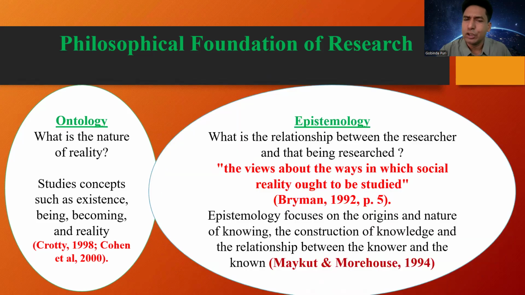And the next term is epistemology. What is epistemology then? Epistemology is the relationship between the researcher and the being researched. What is the relationship between the subject of research and the researcher? This is a view about the ways in which social reality ought to be studied. Epistemology focuses on the origins and nature of knowing. It is all about knowing. Epistemology studies knowledge, whereas ontology studies reality.